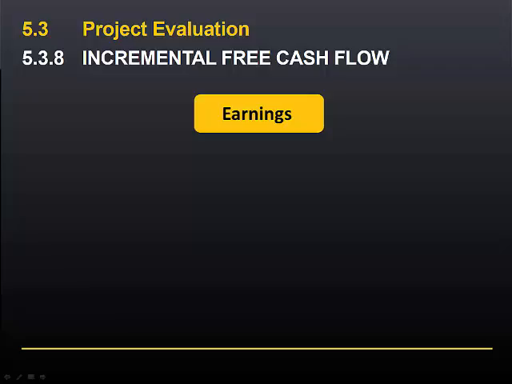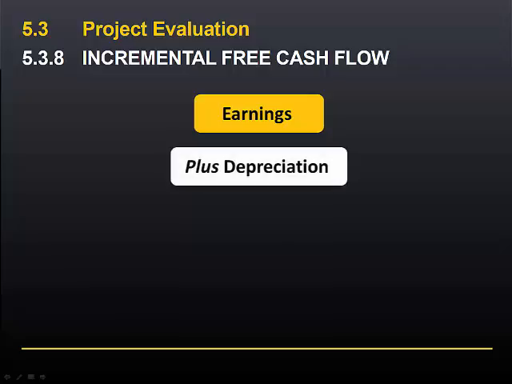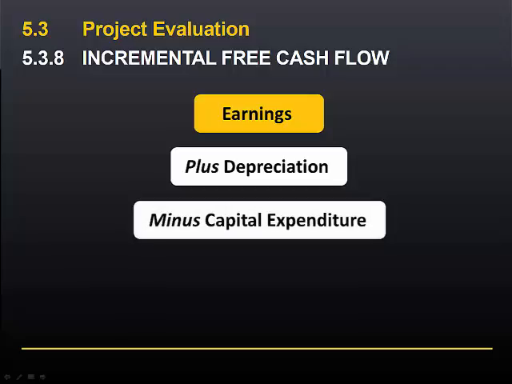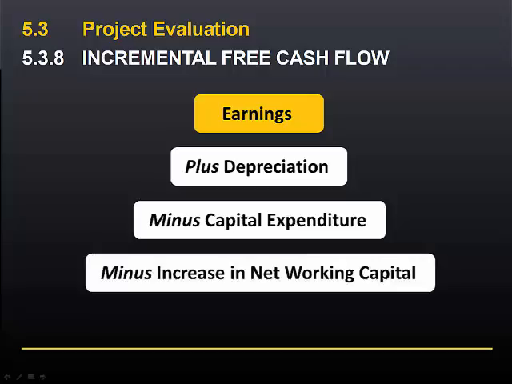We start with earnings. We add back depreciation because we've deducted it in calculating earnings, but it's not a cash flow. We subtract capital expenditure at the beginning of the project because this is a cash flow that has not been included in the calculation of earnings. We also deal with net working capital. There's normally an increase in net working capital at the beginning of a project, recovery at the end of the project. Both of these are cash flows that are not included in the calculation of earnings.